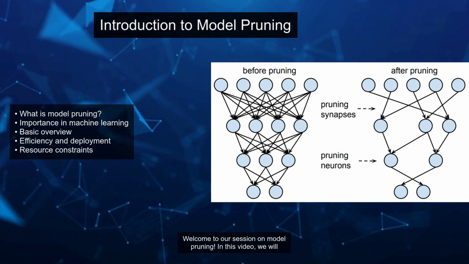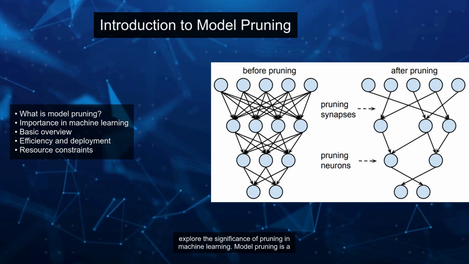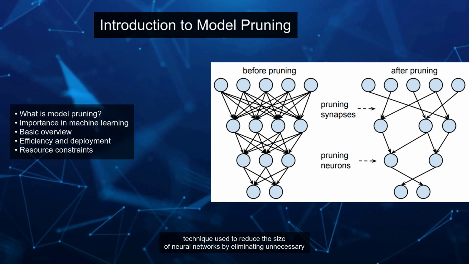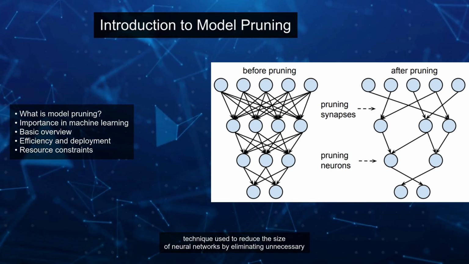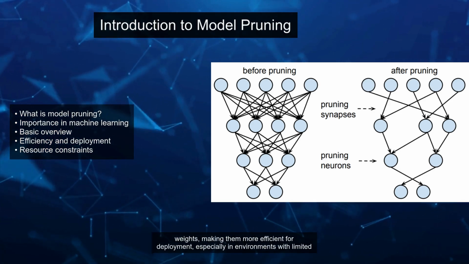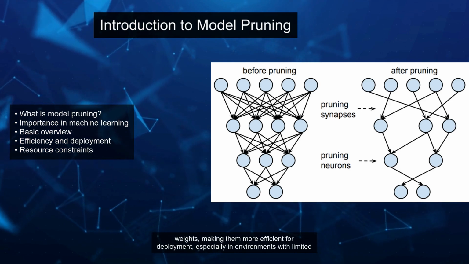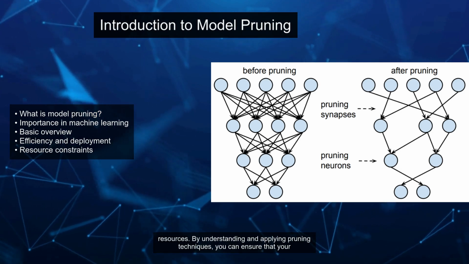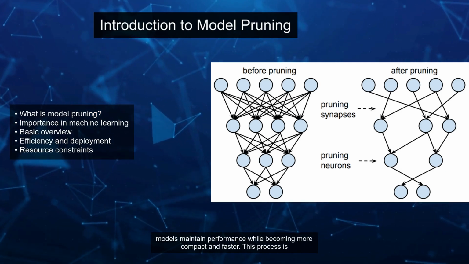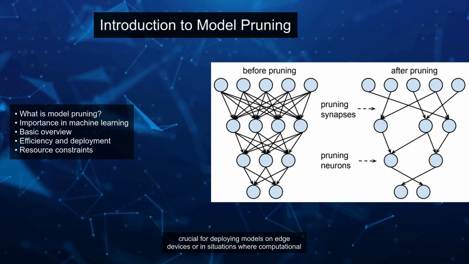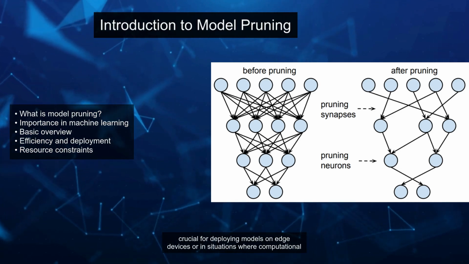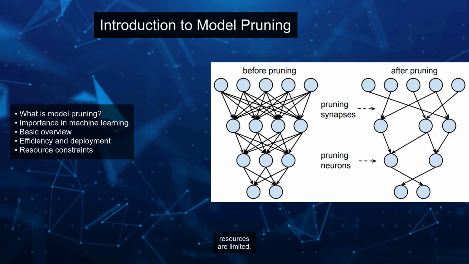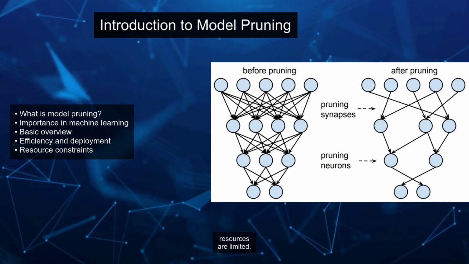In this video, we will explore the significance of pruning in machine learning. Model pruning is a technique used to reduce the size of neural networks by eliminating unnecessary weights, making them more efficient for deployment, especially in environments with limited resources. By understanding and applying pruning techniques, you can ensure that your models maintain performance while becoming more compact and faster. This process is crucial for deploying models on edge devices or in situations where computational resources are limited.